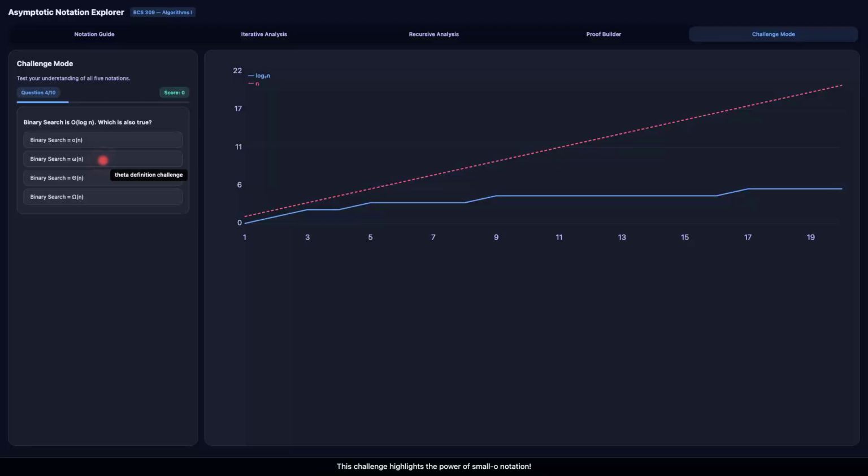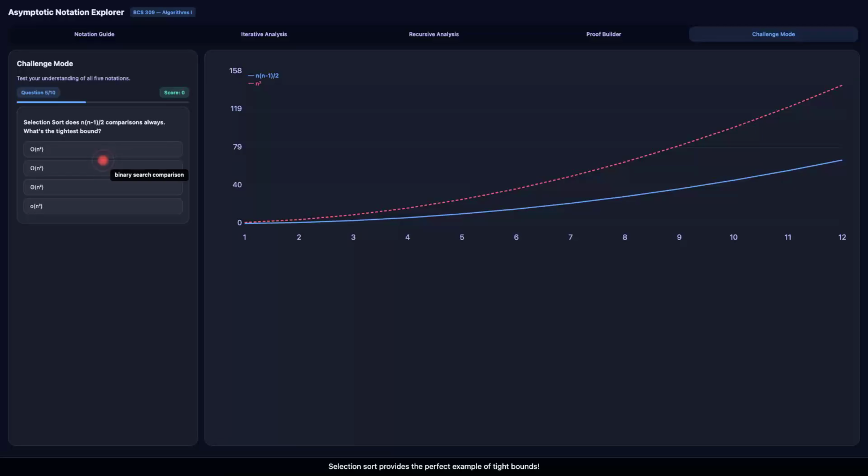This challenge highlights the power of small o notation. Binary search is O of log n, but the question asks which additional relationship holds. Since log n grows strictly slower than n, the limit of log n over n equals 0, we have log n equals o of n. This means binary search is not just bounded above by linear time, it's strictly faster than linear. Small o captures this strict inequality, showing that binary search fundamentally outperforms linear search for large inputs.